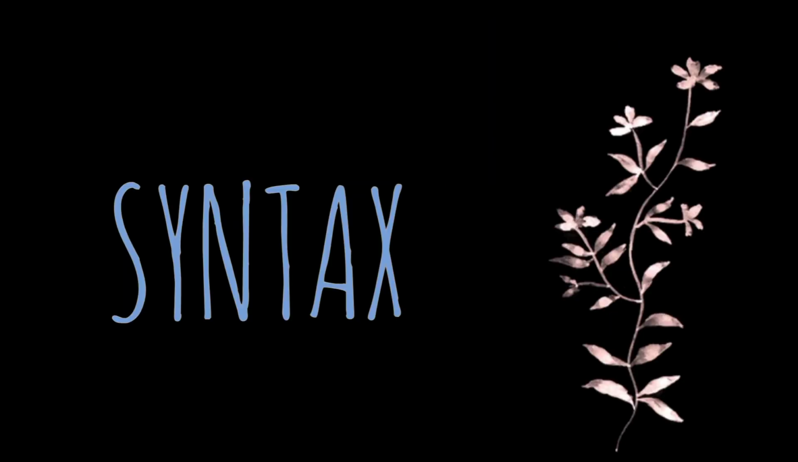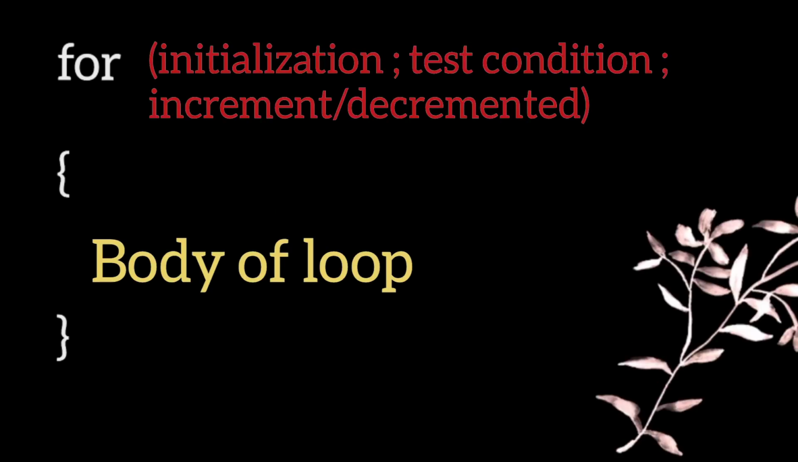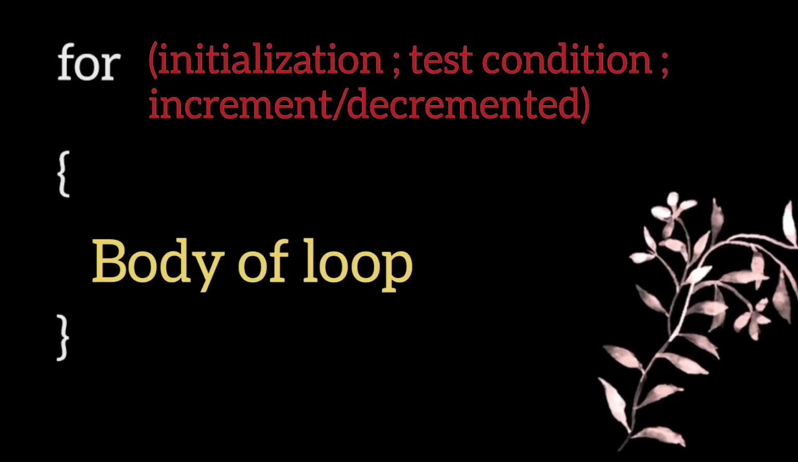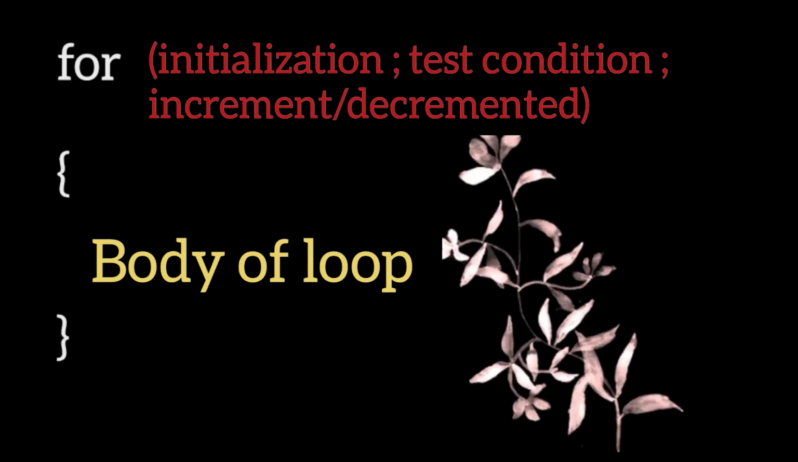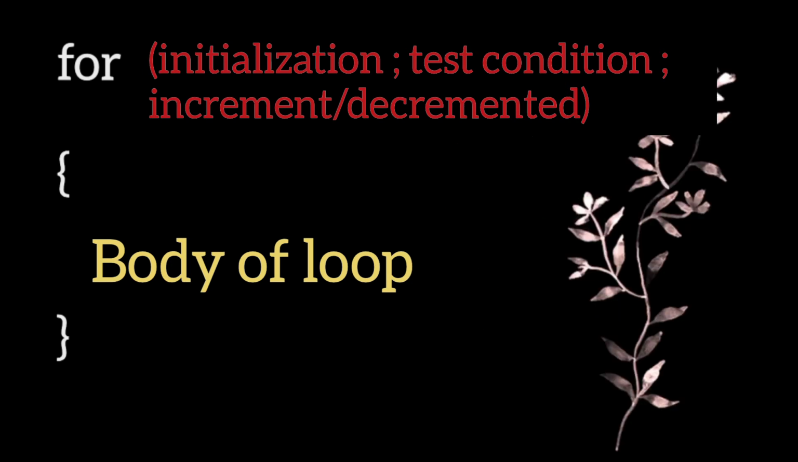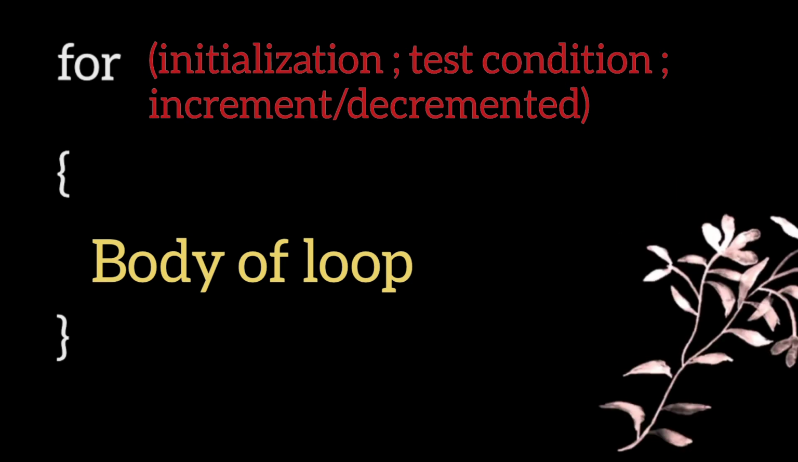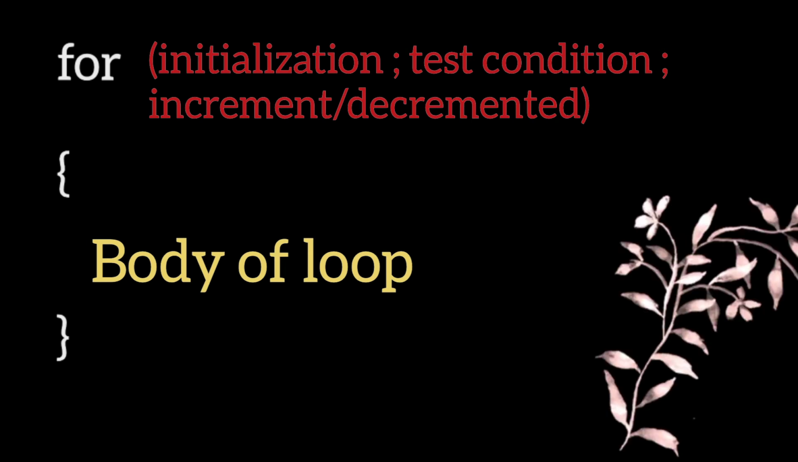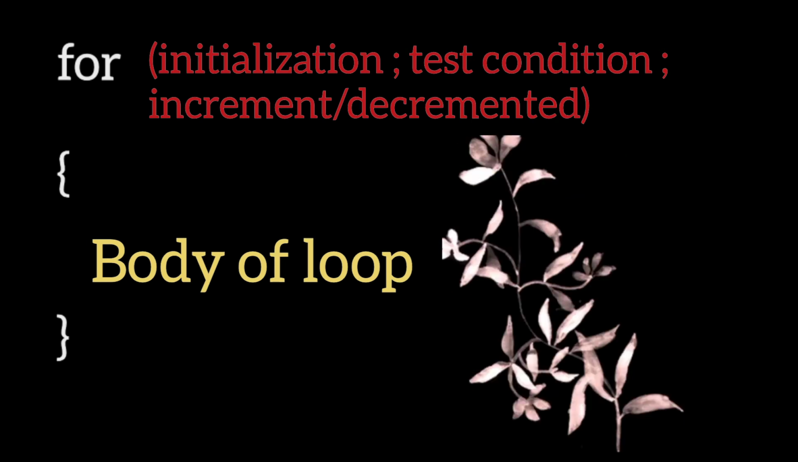Of course, there is the general syntax of for loops. Here you can see that this loop consists of three types of expressions. The first expression is used to initialize the counter. The second is used to specify the terminating condition of the loop, so the loop will execute till the condition is true. And the increment and decrement will specify the step of the counter.